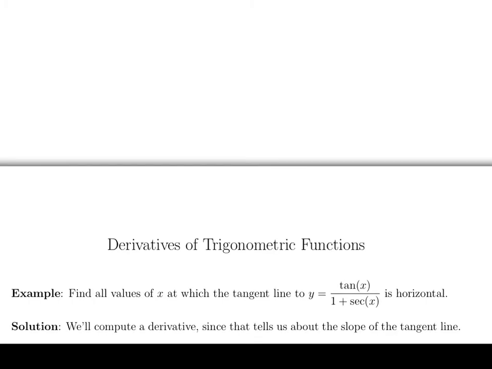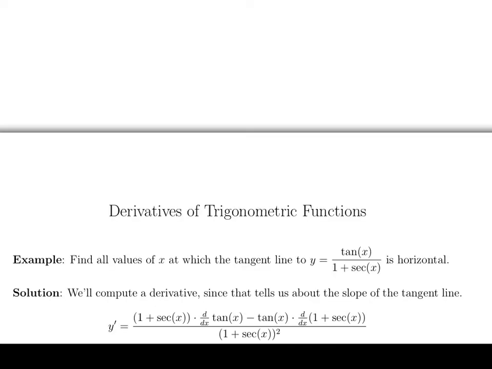In order to compute a derivative of this, we're going to need to use the quotient rule. So let's do that now. Okay, so we're using the quotient rule: low d high minus high d low, square the bottom, and away we go. Now here's where it's going to be important for us to know the derivatives of all these trig functions. Here we have the derivative of tangent.